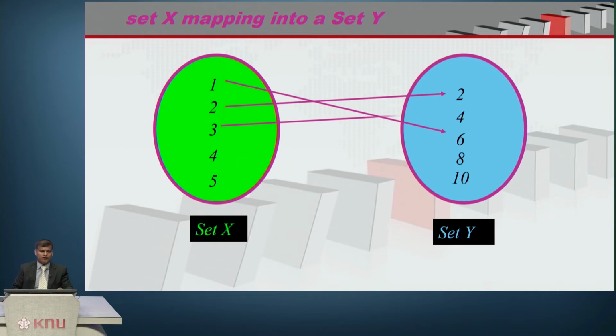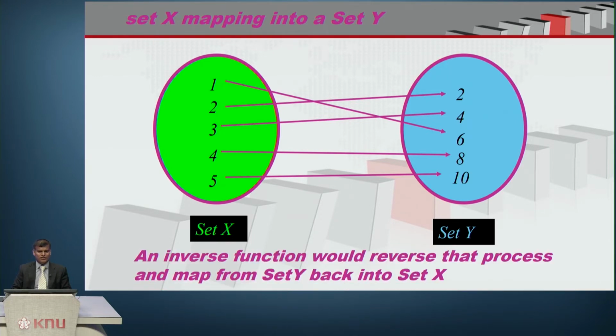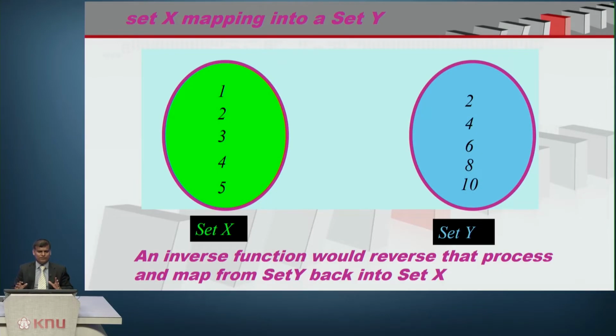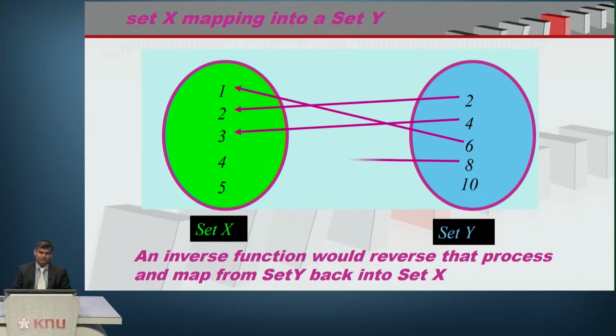Let's see here, you have set X and set Y. So you are trying to map X to Y. Say, for example, 1, 2, 3, 4, 5 is being mapped to 2, 4, 6, 8, 10. And you can see what that function implies. So here, if you want to find the inverse of the given function, the inverse function would reverse the process that we have done, by sending set Y back into set X, just like that.